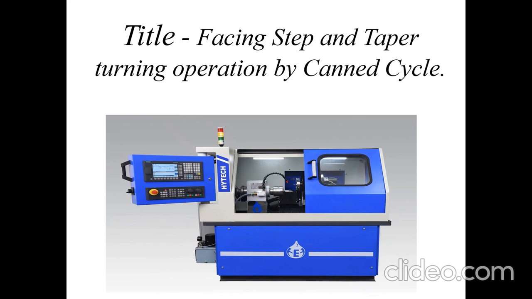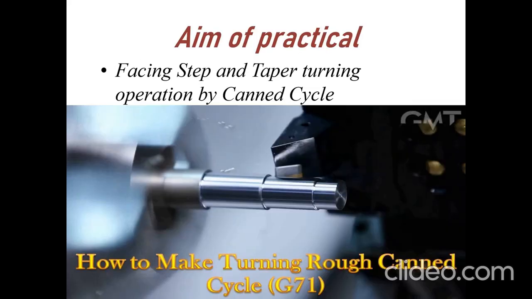The aim of our practical is, by using the CAN cycle, to perform operations like facing, step turning and taper turning. Here we can see the 3D image of the CAN cycle using facing, step and taper. So what is the meaning of CAN cycle? If you have to repeat the same operation more than 1, 2 or 3 times, then you use the G71 CAN cycle.